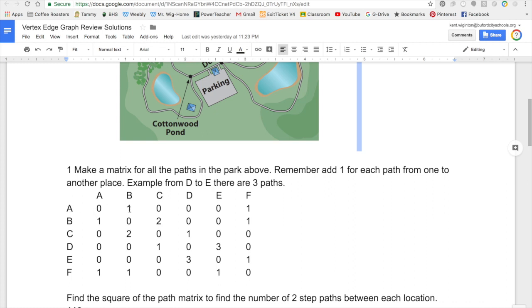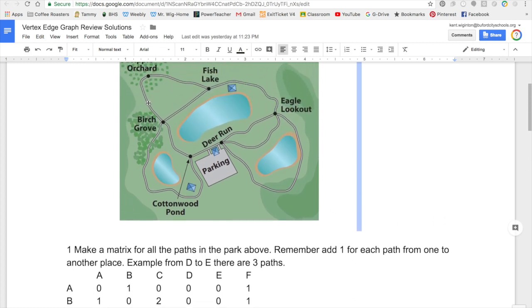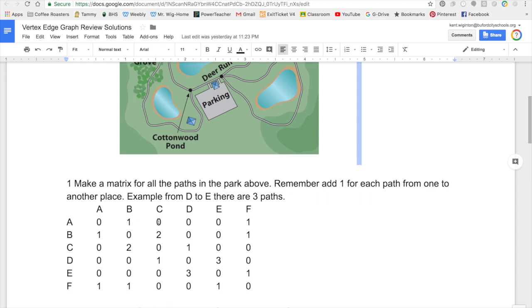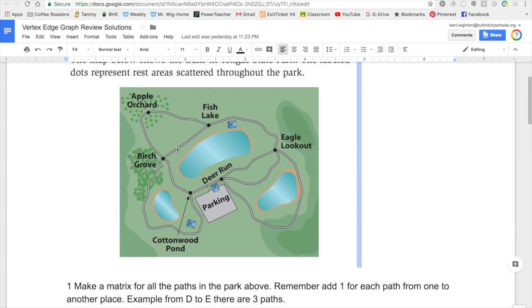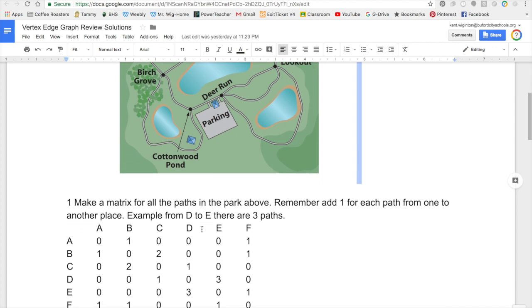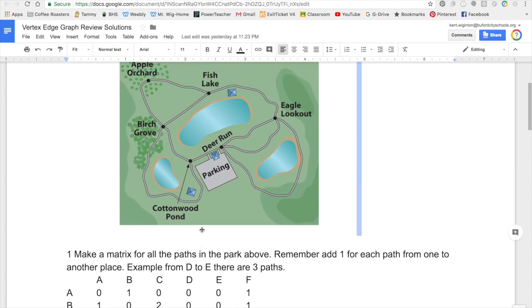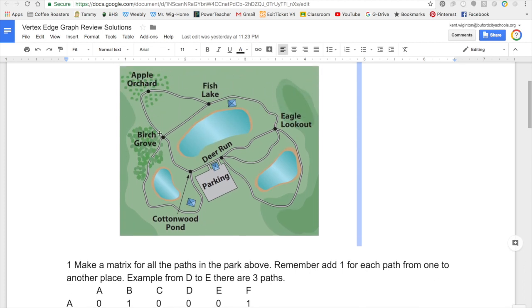From A to B, obviously we're looking from A to B. There's only one path to go from A to B. From A to C, no paths. In fact, if I'm standing at the Apple Orchard, I can only walk to Birch Grove and to Fish Lake in one step. Since this is the first matrix, it's measuring how many paths one step away we can get to. So you can look at the different numbers of paths that you can get to. For example, from B to C, there are obviously two different paths.